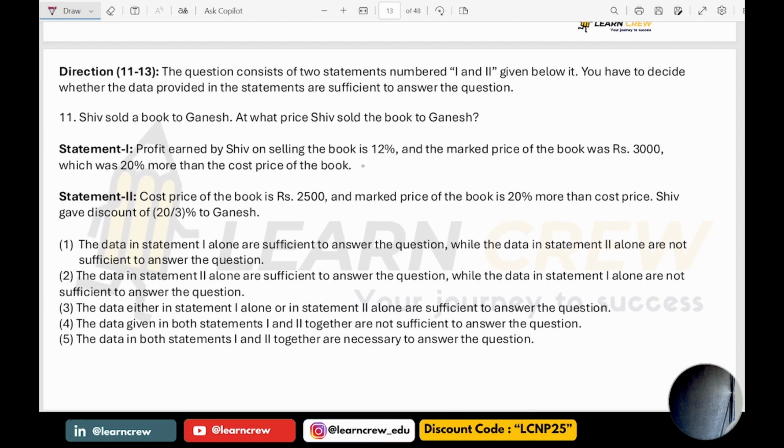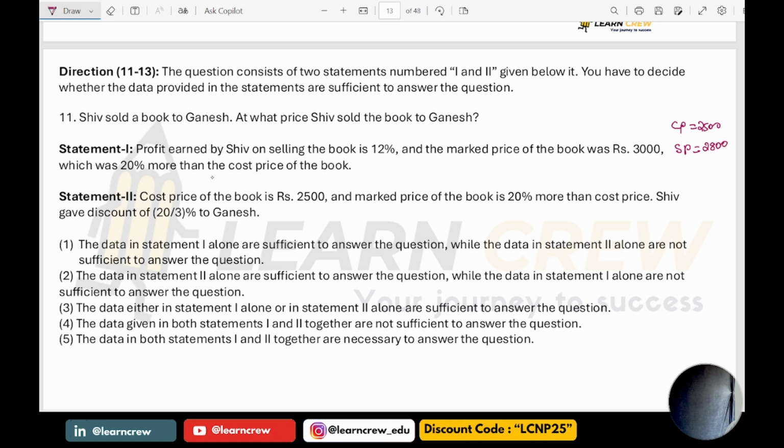Now questions number 11 to 13 are based on data sufficiency. Please see here what is given. Shiv sold a book to Ganesh. At what price did Shiv sell the book to Ganesh? So profit earned by Shiv on selling the book is 12% and the market price of the book is 3000 rupees, which was 20% more than the cost price of the book. So 120% is 3000. Thereby cost price of the book would be 2500. The profit earned would be 12%, am I correct or not? Cost price is 2500, so selling price will be 2,800.